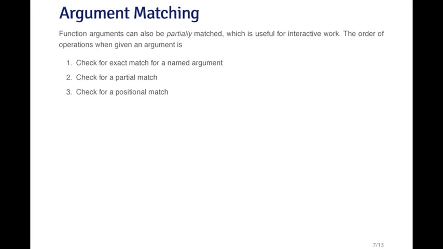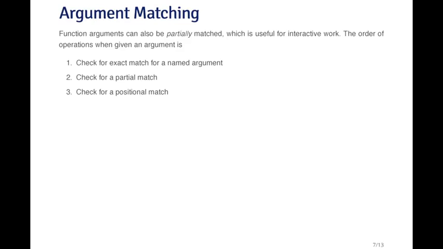So function arguments can also be partially matched, which is mostly useful for interactive work, not so much for programming. When you call a function, if the argument has a very long name, you can match it partially. So you can type part of that argument name, and as long as there's a unique match, then the R system will match the argument and assign the value to the correct one.